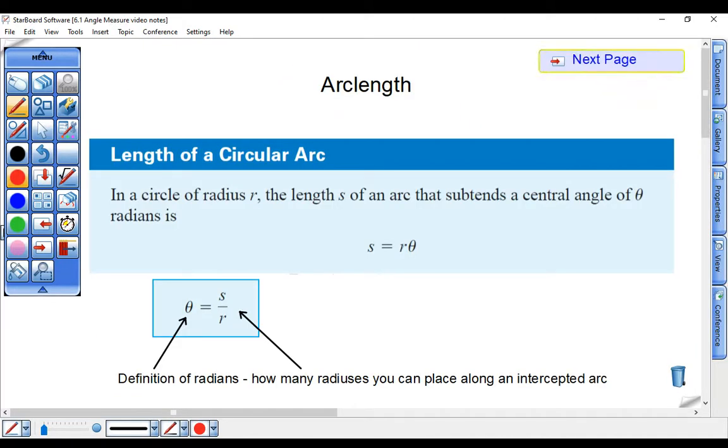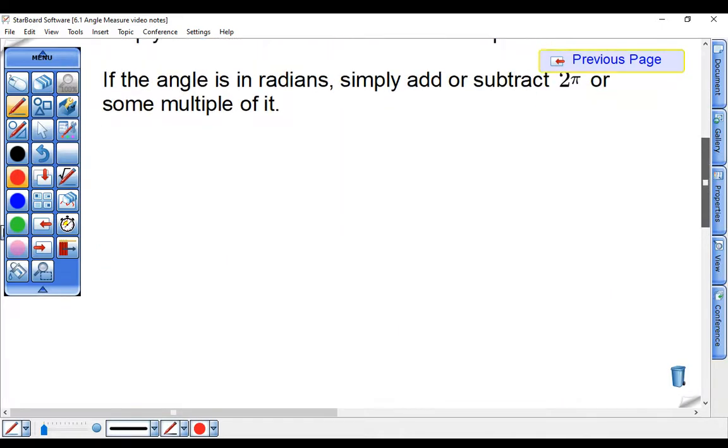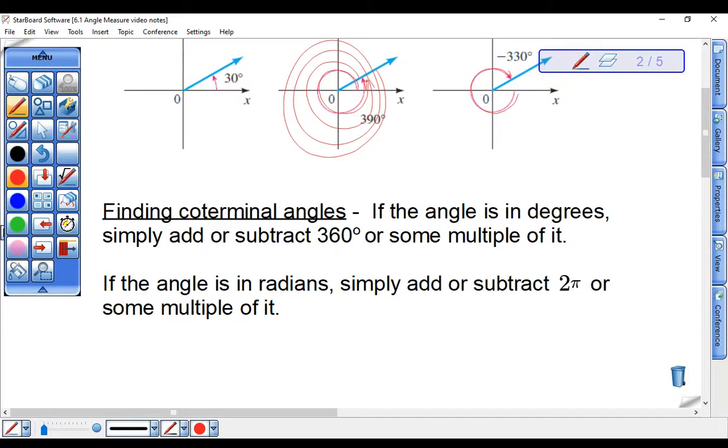Okay, now let's talk about arc length. I don't think I had any more on that here. Let me check one more time, make sure I didn't. Yeah, okay, that's it. Okay, let's talk about arc length.